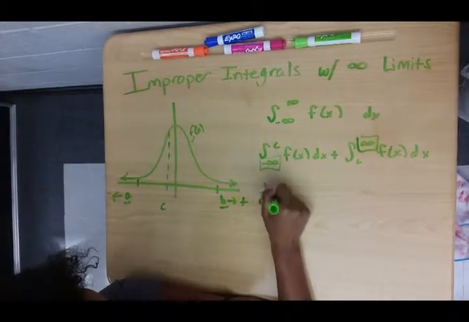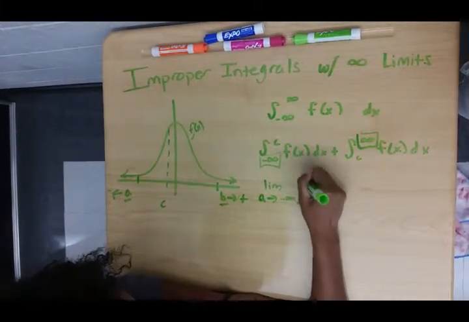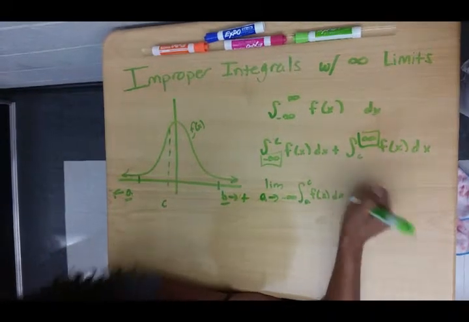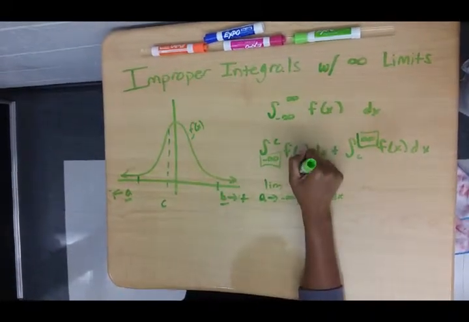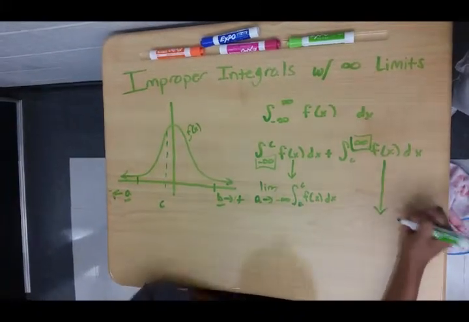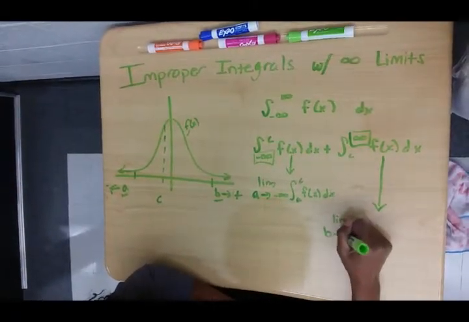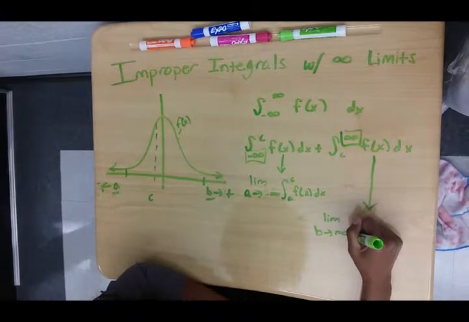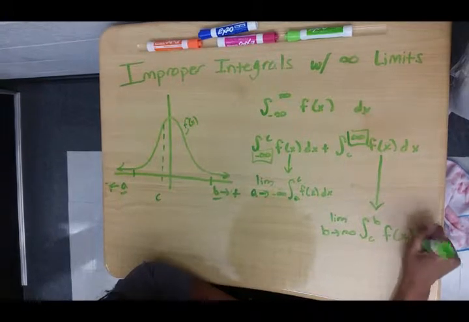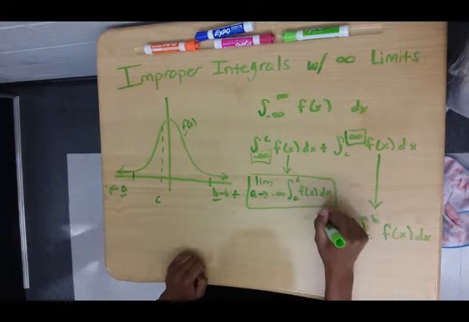So the limit as a goes to negative infinity of the integral from a to c of f of x dx. So this one is going to go down to this one. And then when we redo this one, we're going to make it the limit as b goes to infinity of the integral from c to b of f of x dx. Okay, so we have values for both of those.